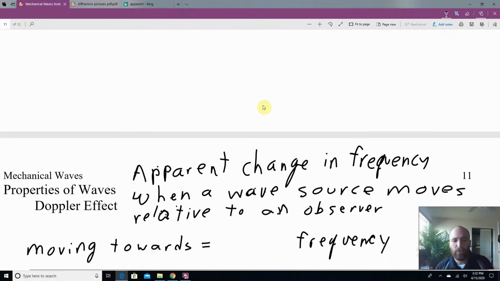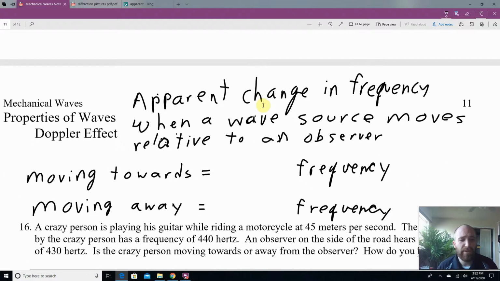When the car moves towards you, what did you notice about the frequency? Did you notice it was higher or lower? Again, just think of the sound effect in your head. As the car moved towards you, I think the frequency you noticed was higher.